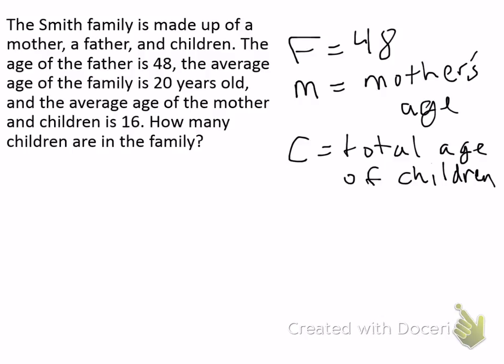But instead of finding that, we're going to assign a variable for the total number of people in the family. So N is total people in the family.